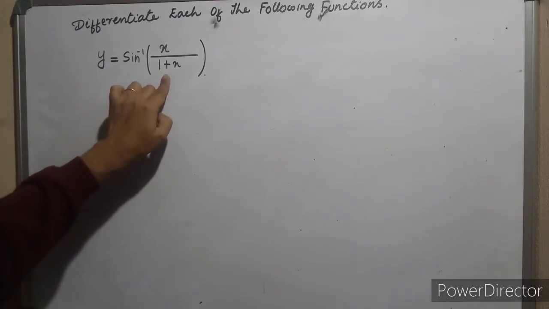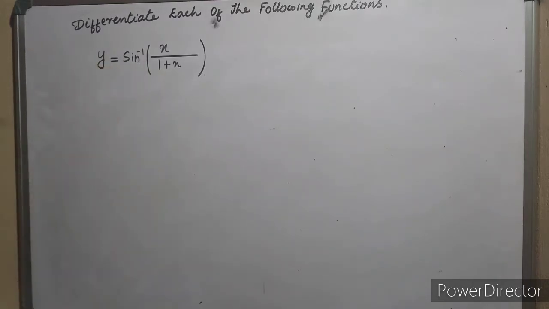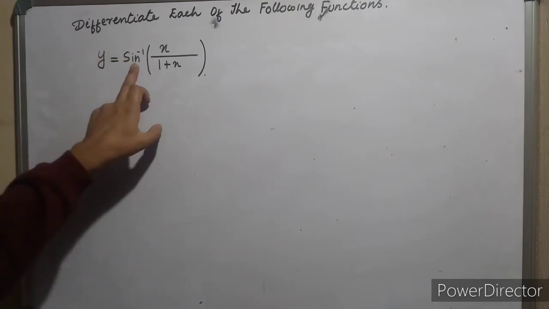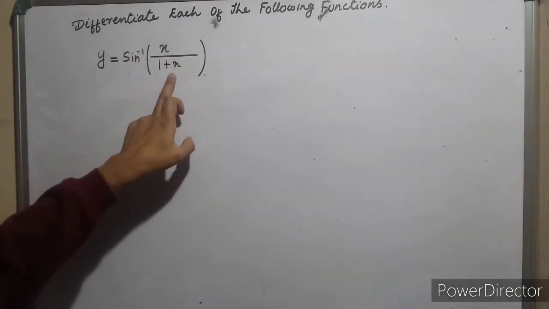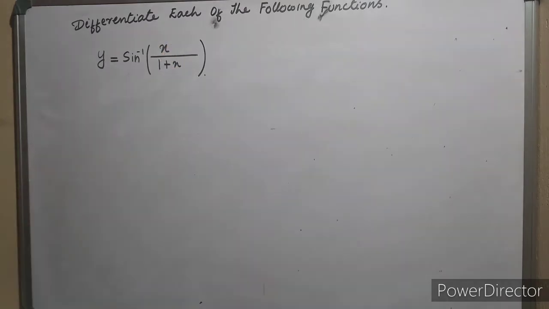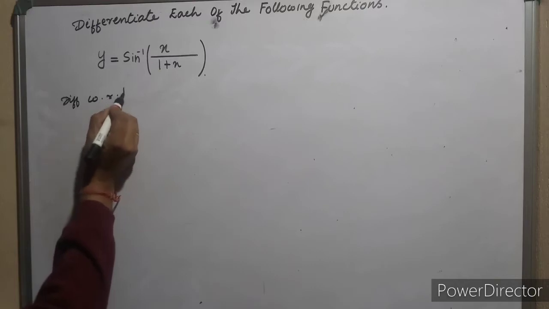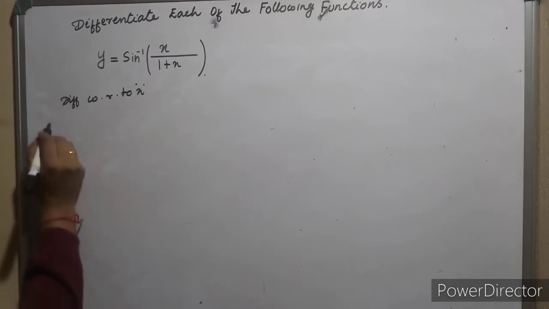For this question, we cannot substitute x equals some trigonometric function. So, how to differentiate this kind of function? First, you have to differentiate sine inverse, where the whole thing is considered as x. Then we'll apply the u upon v rule. Now, differentiating with respect to x, it will be dy by dx.